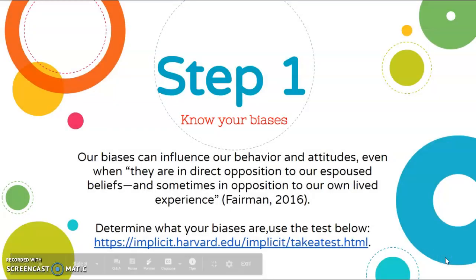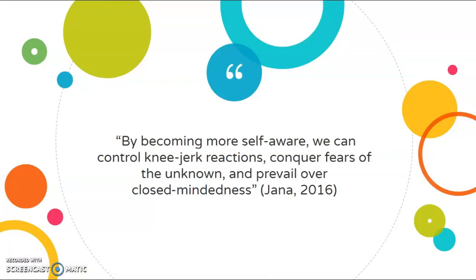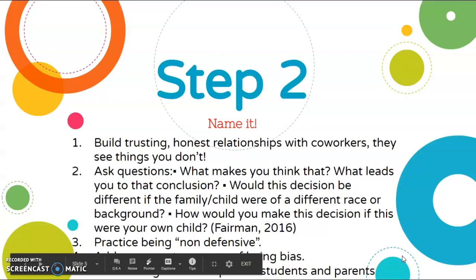There are several different ways to do this. The first one is to take a simple test. As you can see, the link is below. If you go in there, you can choose which category you would like to take. You can take that test and it will help you to identify any biases that you may have. We need to realize that our biases influence our behavior and attitude even when we don't believe in the action that we are taking. By becoming more self-aware, we can control knee-jerk reactions, conquer fears of the unknown, and prevail over closed-mindedness. Step 2 is name it.